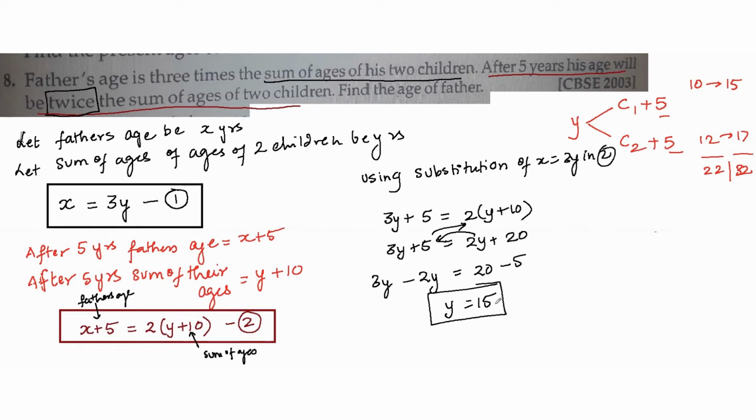So that means the sum of the ages of the 2 children is 15 years right now, and therefore the father's age, x, will be 3 times 15. So the age of the father is going to be 45 years. So the age of the father is 45 years right now. I'll again pause for a few seconds before I move on to my next question.